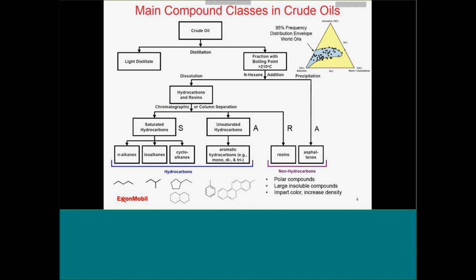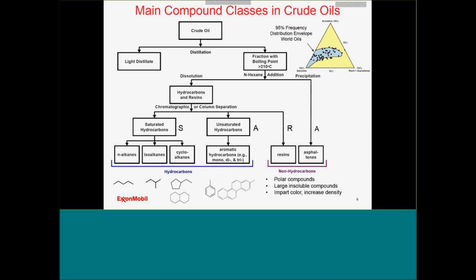The fraction that's solubilized by that nonpolar solvent is then separated into saturated, aromatic, and resin fractions. The saturated and aromatics are comprised of hydrocarbons with the example structures that are shown on the bottom of the figure. The resin fraction consists of compounds that are more soluble in polar solvents and often contain nitrogen or oxygen. The asphaltenes, in contrast, are a complex mixture of high molecular weight compounds that are insoluble in both polar and nonpolar solvents. These non-hydrocarbon components determine the observed color of crude oil.